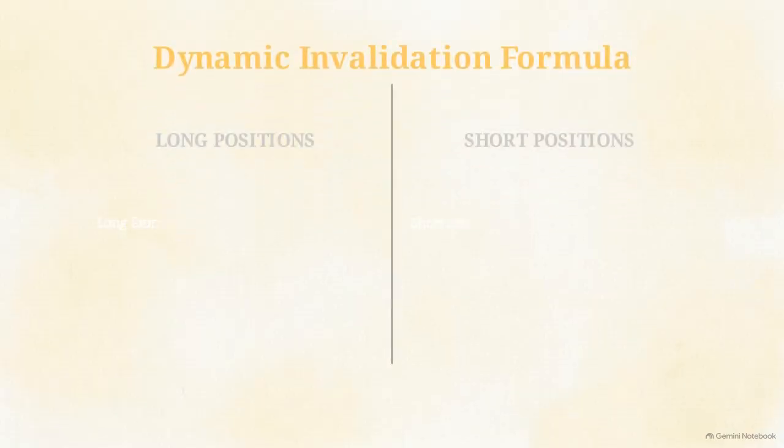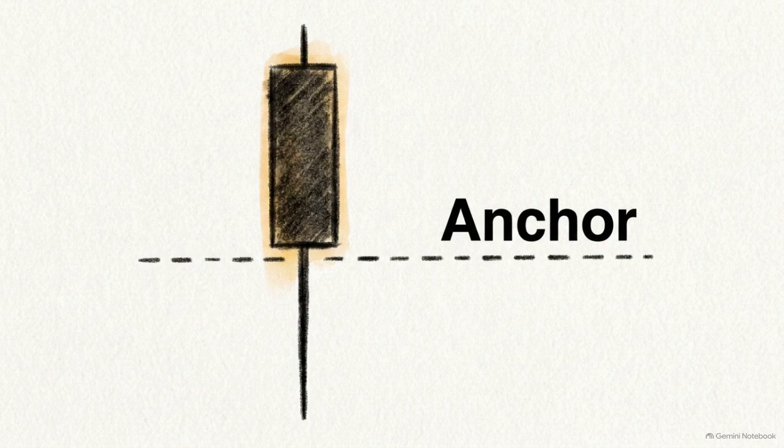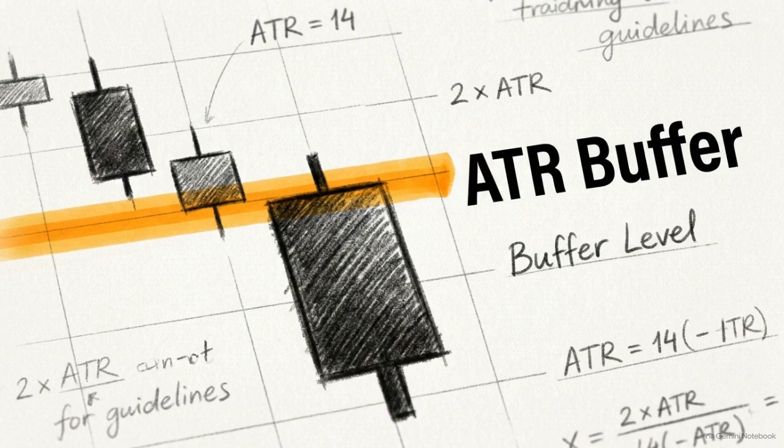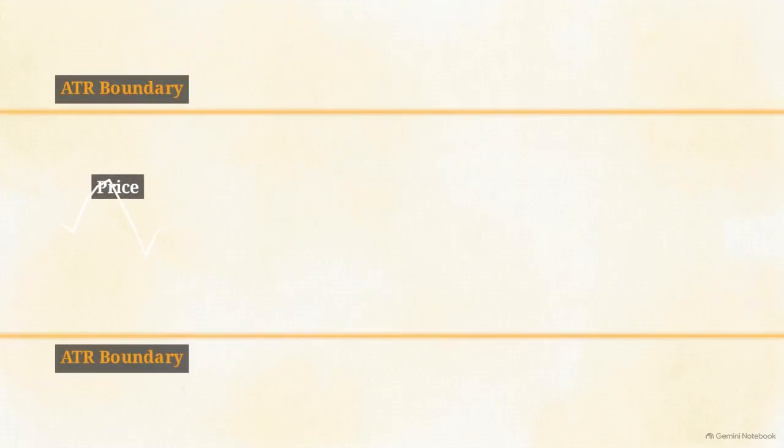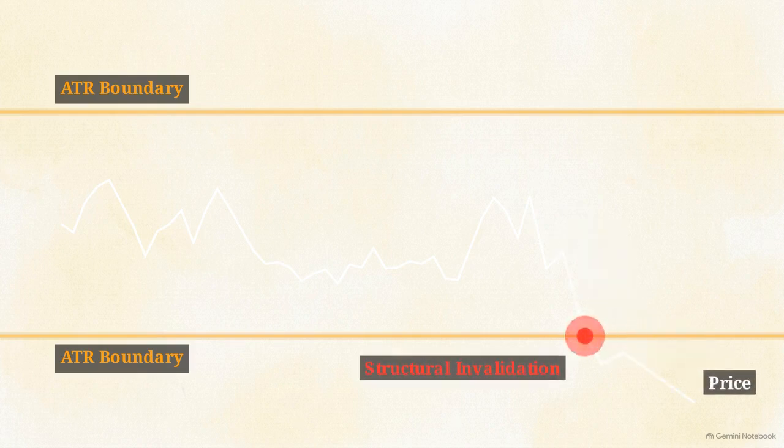To adapt to both, we use the dynamic invalidation formula. First, locate your structural anchor, the swing low or swing high. Then, subtract or add the ATR value multiplied by a specific risk factor. This formula scientifically separates a routine liquidity sweep, where a wick merely tests your anchor, from a genuine structural invalidation, where the body of the candle actually closes past your ATR-defined buffer. The ATR buffer establishes a mathematical boundary. It gives a valid trade the space to fluctuate within normal market noise, while providing a clear exit point when the underlying structure is truly breached.